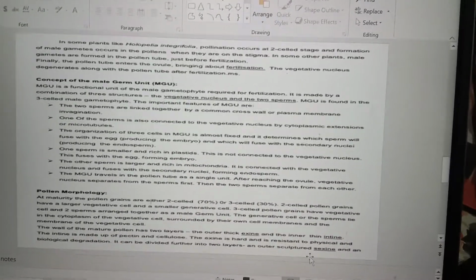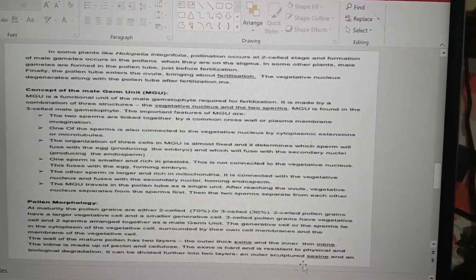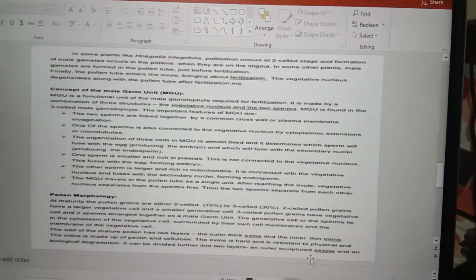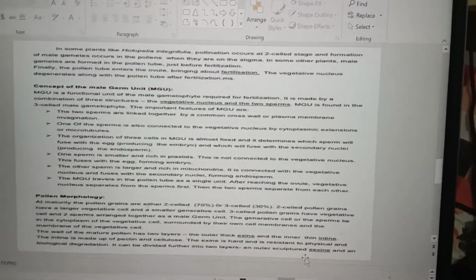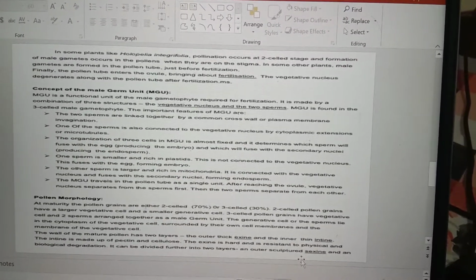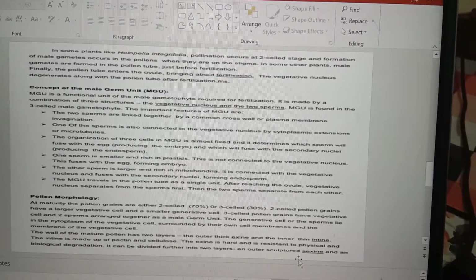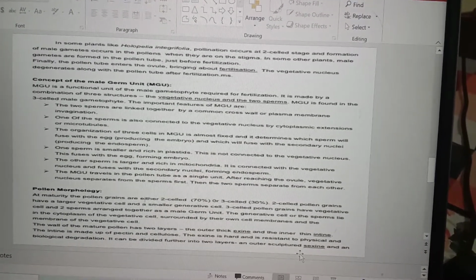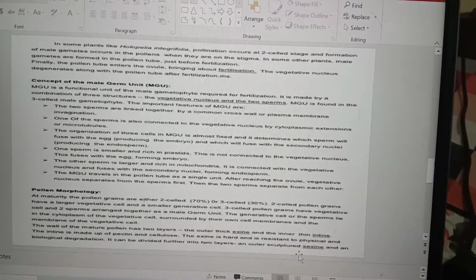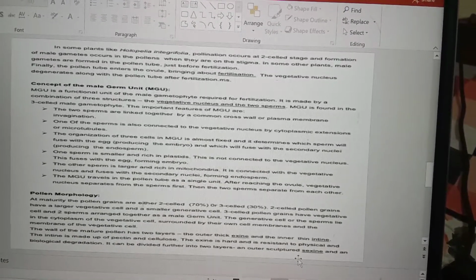The wall of the mature pollen grain has two layers. We are discussing the structure of the pollen grain wall. The pollen grain wall is made up of two types of walls, the outer and the inner. The outer is the exine and the inner one is called the intine. The inner is thin, the outer is thick. The intine is made up of pectin and cellulose, and the exine is hard and resistant to physical and biological degradation, and it can be divided further into two layers.